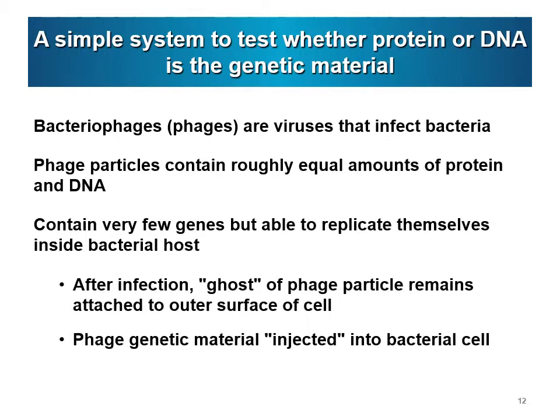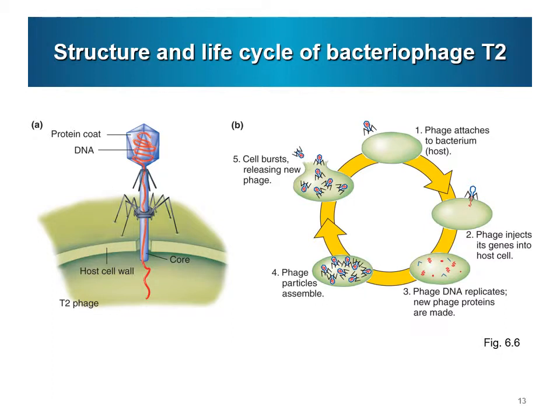Now we will look at the next slide, a more graphical representation of what we were just talking about: the structure and life cycle of bacteriophage T2. First, the phage attaches to the bacterium, the host. Then at the second stage, where we were talking about the ghost, the phage injects its genes into the host cell, and the ghost remains sitting on the bacteria, on the surface.